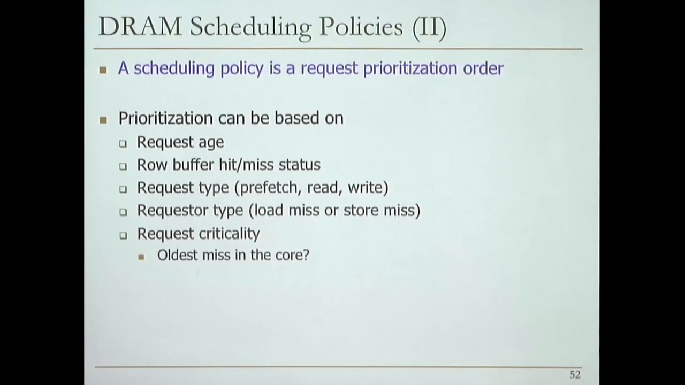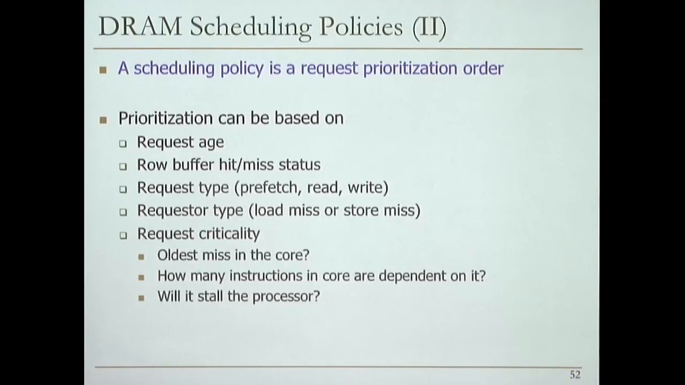Is it the oldest miss in the core? That could be one heuristic, potentially. How many instructions in the core are dependent on this request? How much computation you're going to unleash if you actually service this quickly? Will it stall the processor, as I just discussed? Interference cost to other cores. Is this request going to delay some other cores a lot or not?